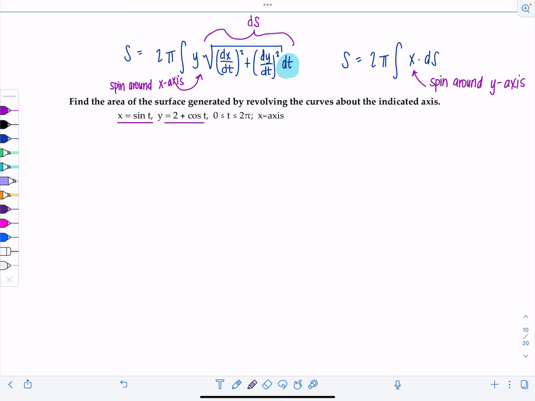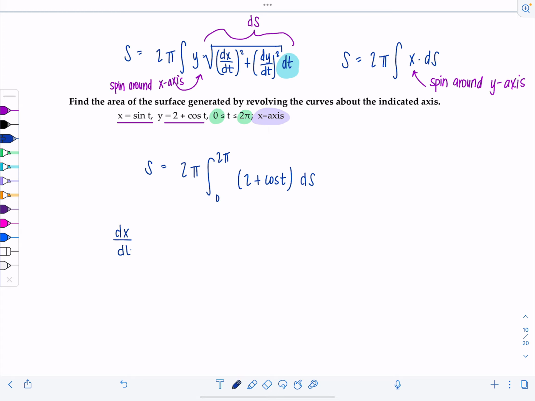So we're spinning around the x-axis for this problem. So I know surface area is going to be 2 pi times the integral, with the limits they gave me right here, 0 to 2 pi. And y is 2 plus cosine t. And then I need to figure out all of that stuff. Okay, so let's do it. So what's dx/dt?